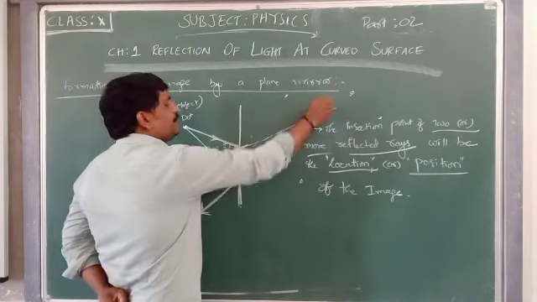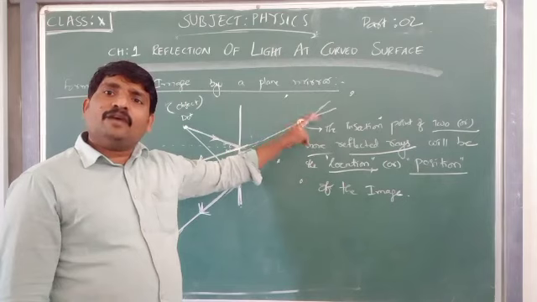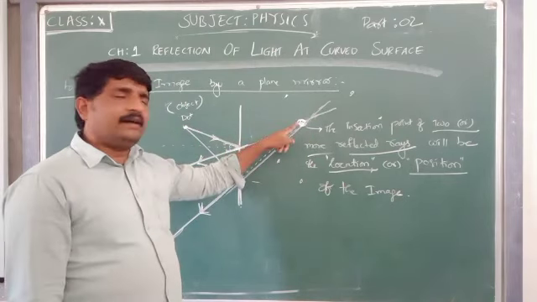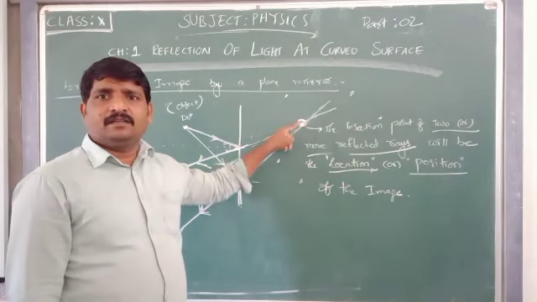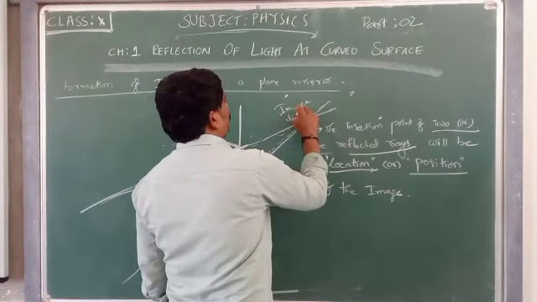This respective reflected ray and this respective reflected ray are intersected at this point, and that will be the location of that particular object's image. Okay, this is the image of the dot.